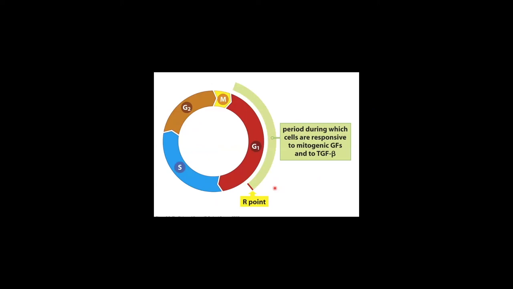Now, I don't want you to confuse any of these with the so-called restriction point, or R point. The R point occurs late in G1, and it's the period during which the cells are responsive to mitogenic growth factors and signaling. And then after the R point, the cells are no longer responsive to growth factor signaling. So therefore, this becomes a very important point, but it's not related to cell cycle checkpoints.